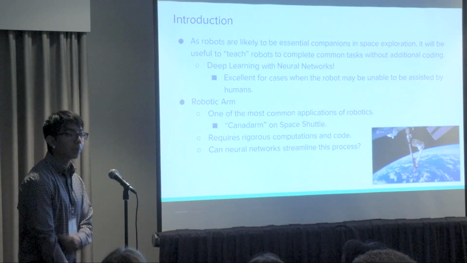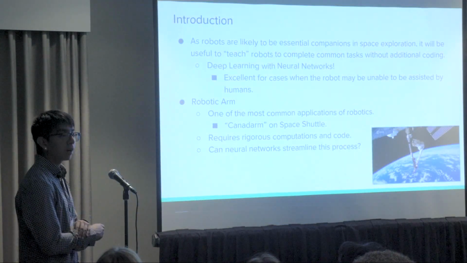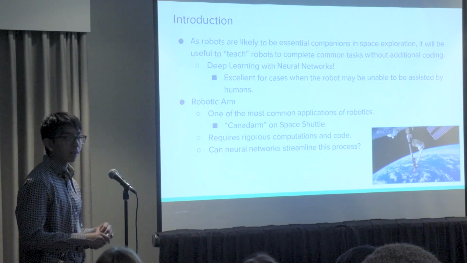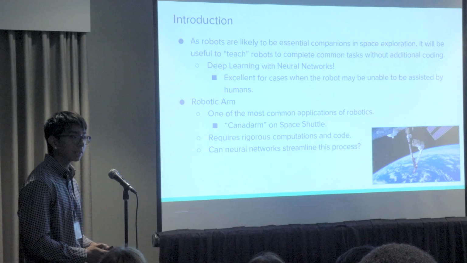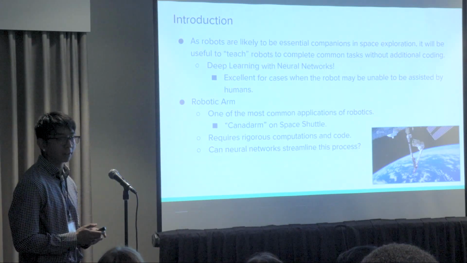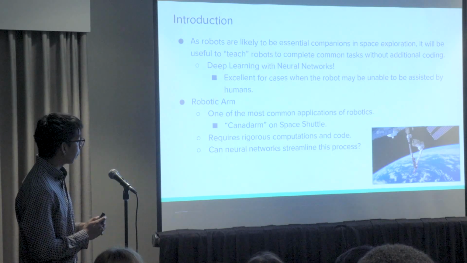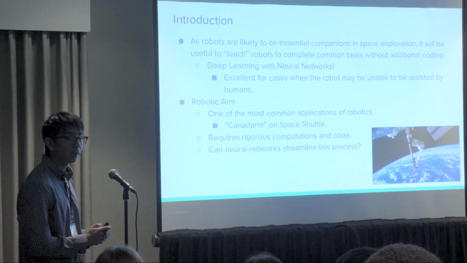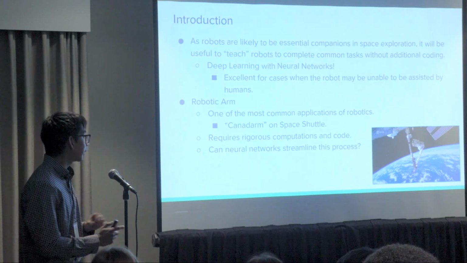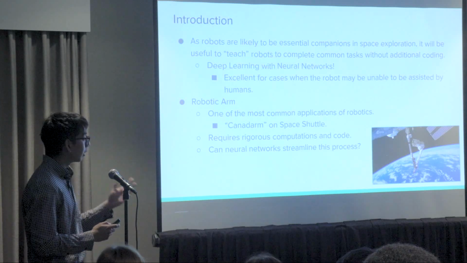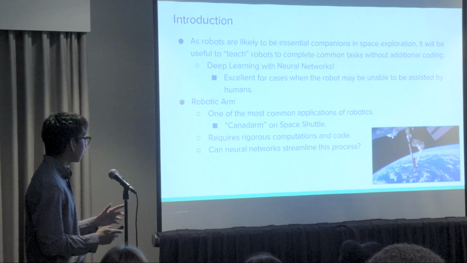As a brief introduction, robotic arms are a big area of space exploration because they allow for manipulation in places where humans cannot go. An example of a robotic arm being used is called Canadarm on the space shuttle. It's not in service anymore, but it's an example of why we need to focus on robotic arms.